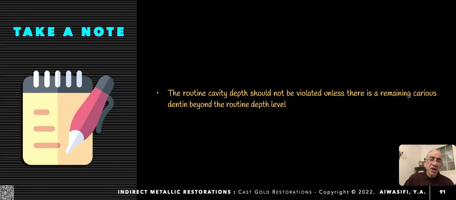0.5 millimeter beyond the dentino-enamel junction plus approximately 1.5 for the enamel thickness. A total of 2 millimeters is quite enough when you consider the other details of the cavity, the dimensions of the cavity, and the degree of divergency of your cavity.